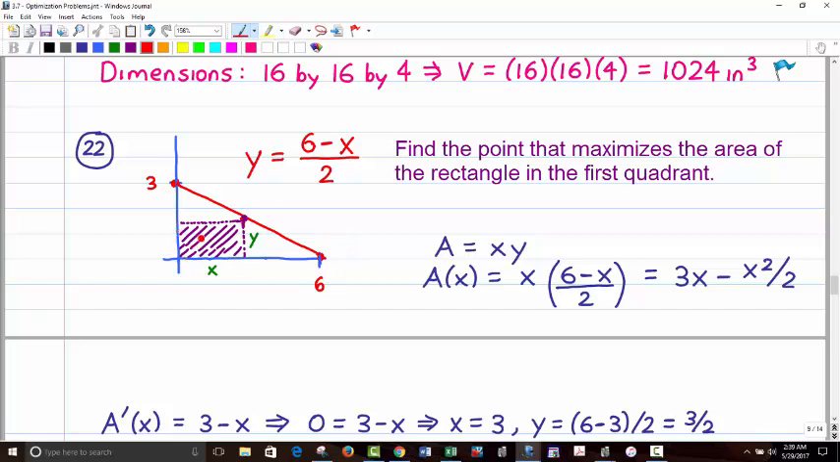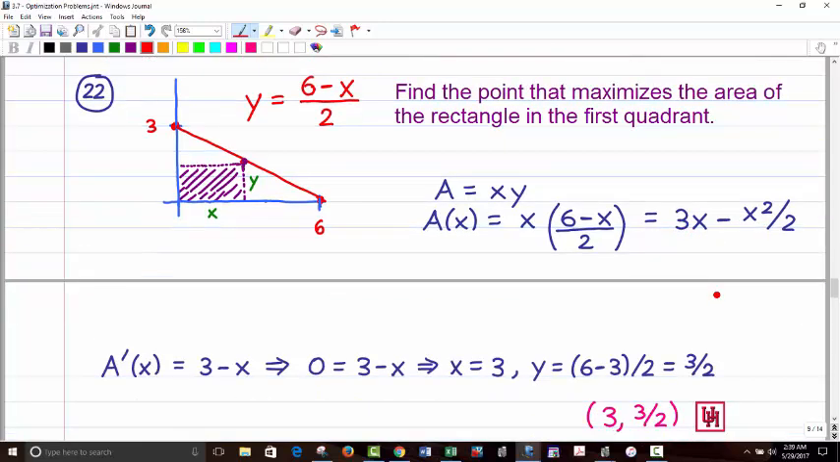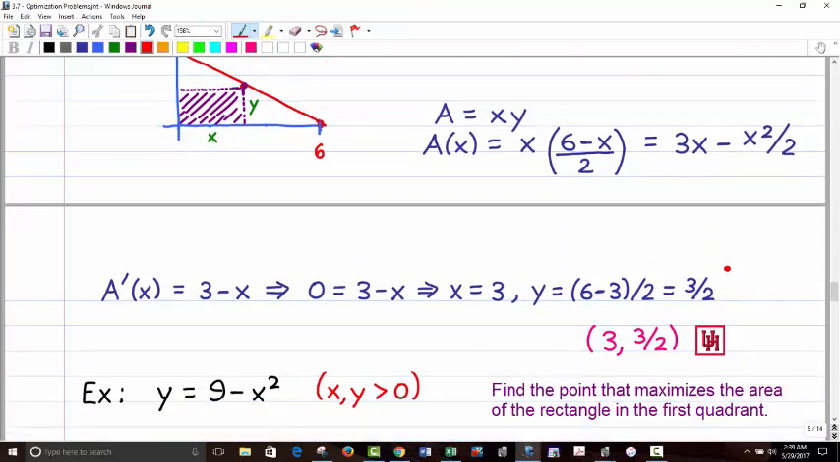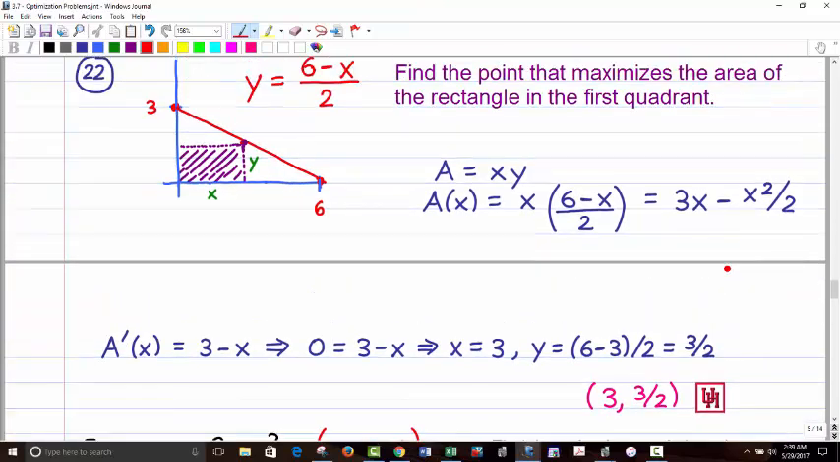Okay, the area of that rectangle we construct will be x times y, and we know what y is here, so let's write this as A of x. It would be x times (6 minus x) over 2, which gives you (6x minus x squared) over 2. Now we need the derivative of that, which gives you 3 minus x, and set that equal to 0. We get x equals 3. That means the y coordinate would be 3 halves. So (3, 3/2) will give you the maximum area of that rectangle.